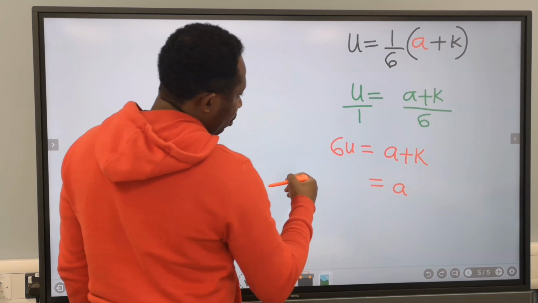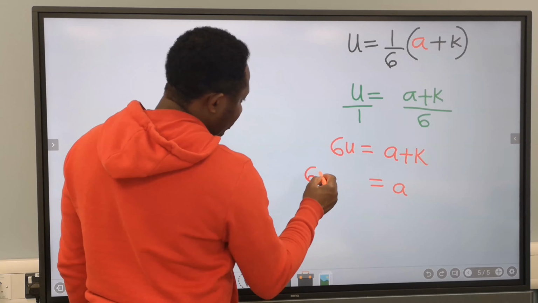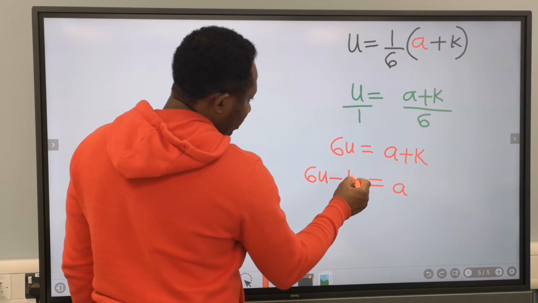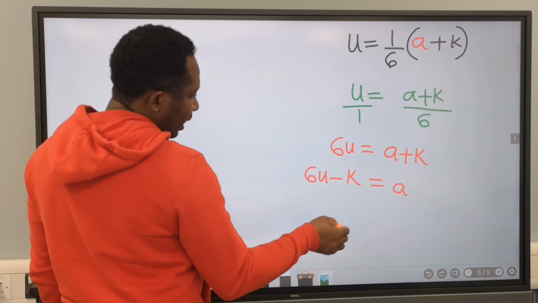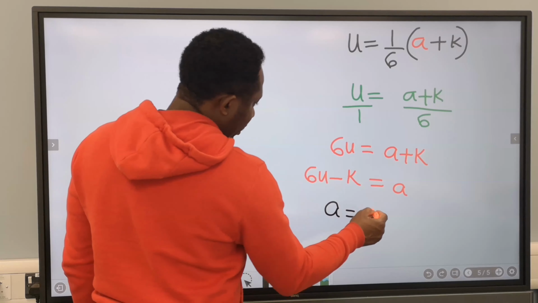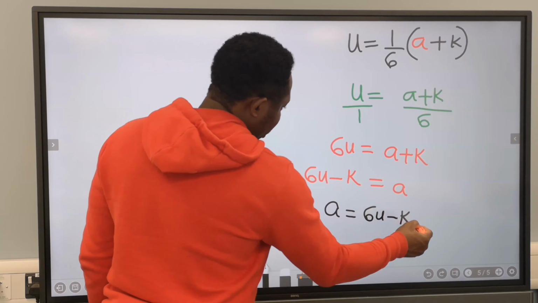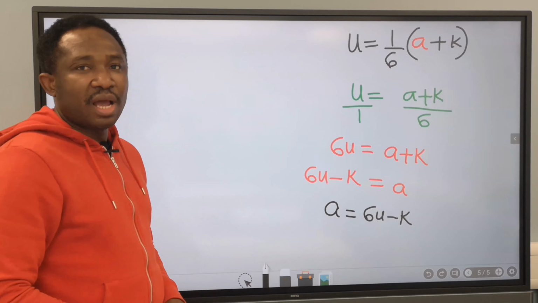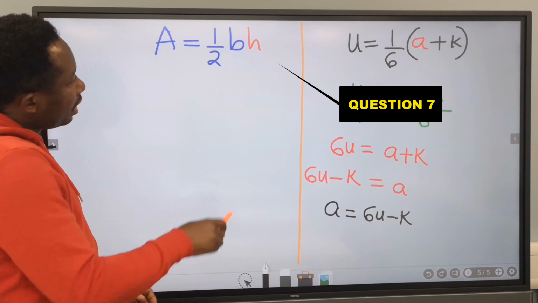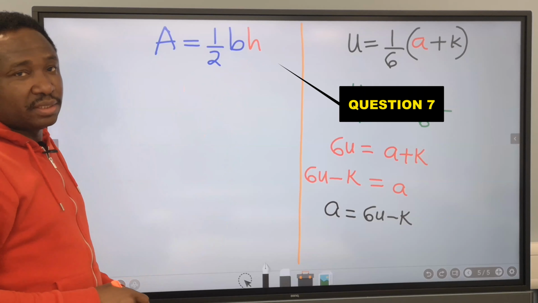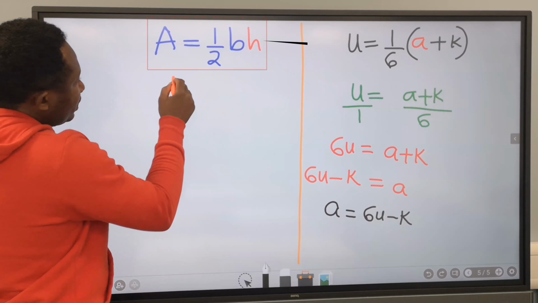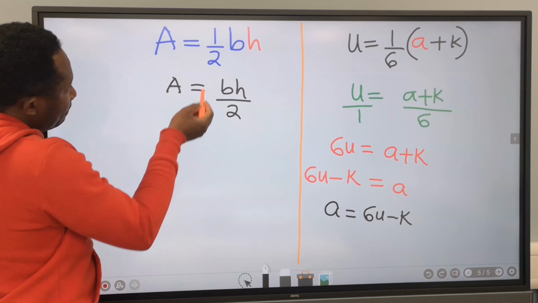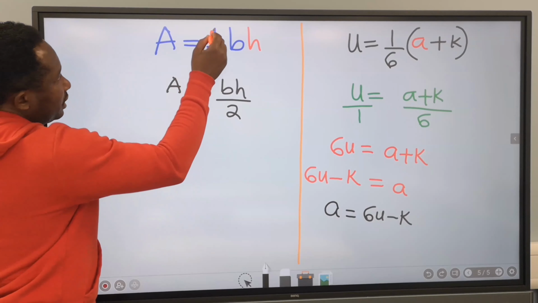Hence, k will move. On this side, I have 6u. If k moves across this equal sign, it becomes minus k. I can rearrange this to be a is 6u minus k. Both are the same. And this becomes our answer. Here, let's make h the subject. We can rearrange this as a is bh over 2. Both are the same because this is 1.